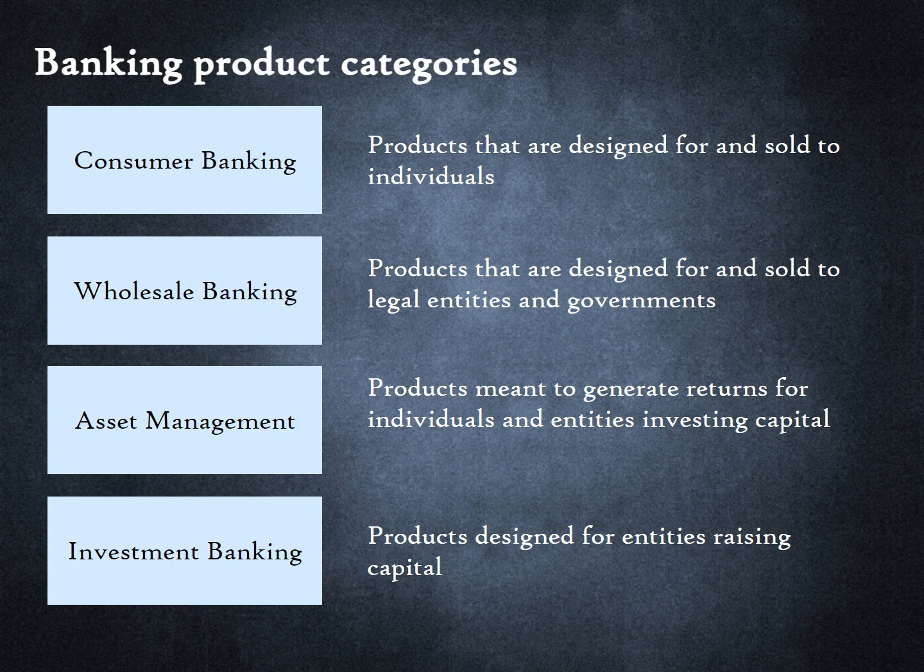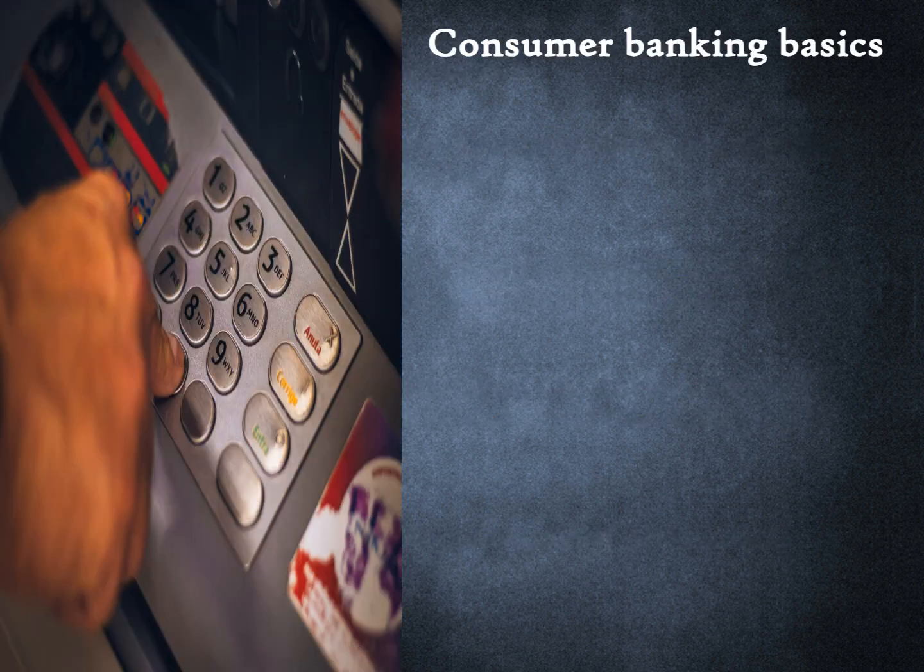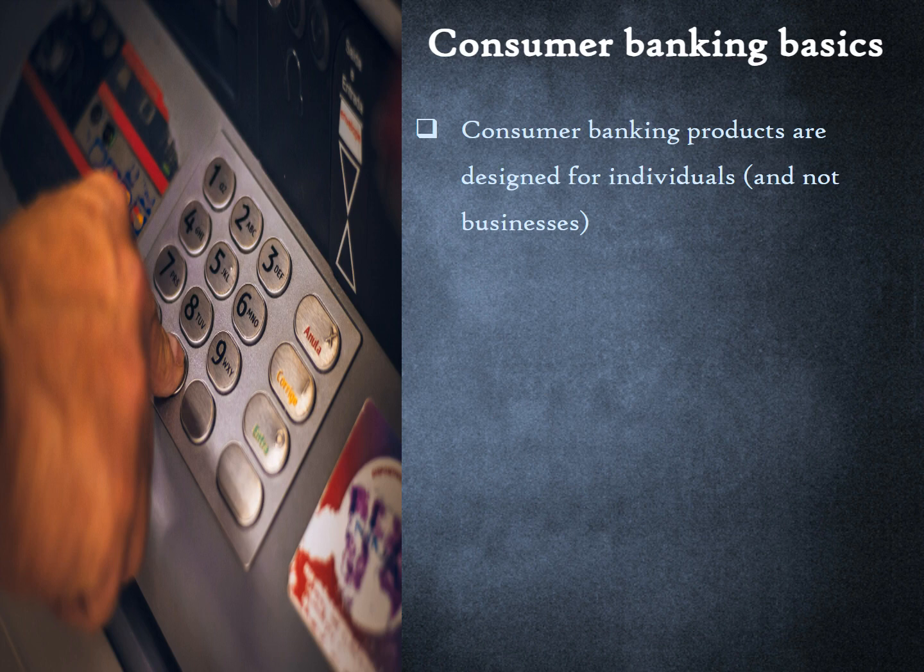We can think of consumer and wholesale banking products as Main Street banking products, while asset management and investment banking products are capital markets products. Over 80% of global banking revenues are Main Street banking products. Consumer banking products are targeted towards individual consumers as against business entities.